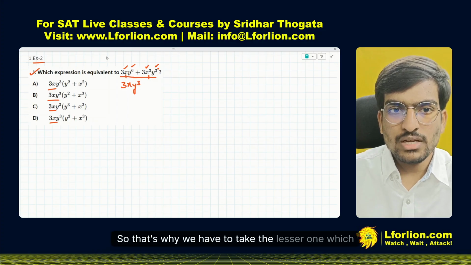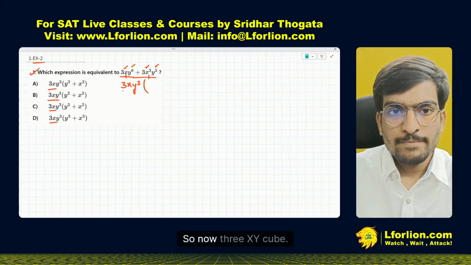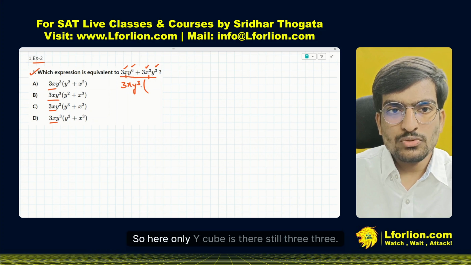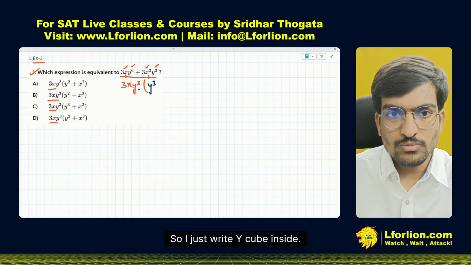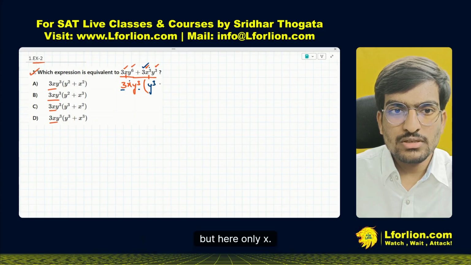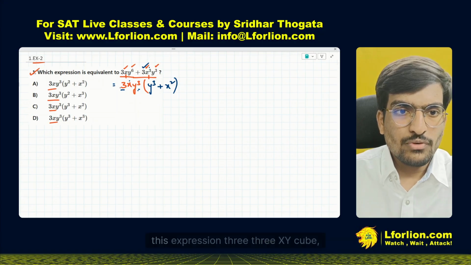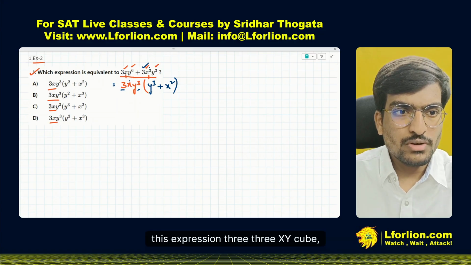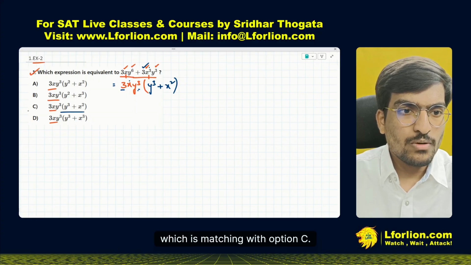So that's why we have to take the lesser one, which works in both, after taking common. So now 3xy cube, here only y cube is there. Y cube is missing, so I just write y cube inside. 3 is there for the second term, x cube is there, but here only x, so it's going to be x square. Y cube is already there, so just leave it. So we form this expression 3xy cube times y cube plus x square, which is matching with option C.